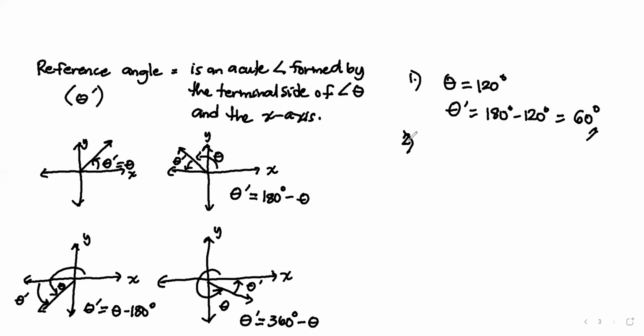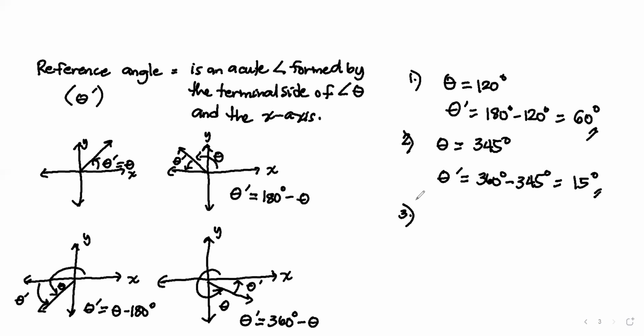Next, number 2. If the given theta is 345 degrees, what is the reference angle? 345 degrees is in the fourth quadrant, right? So we're going to use this formula, 360 degrees minus the given theta, 345 degrees. Therefore, the reference angle is 15 degrees. 15 degrees is an acute angle.